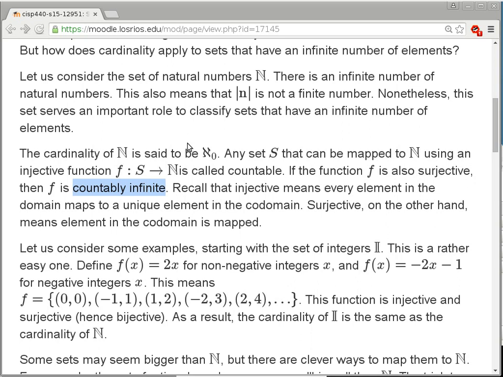Are there any questions about the two names, when it is only called countable and when it is called countably infinite? No questions about that differentiation? Okay, because one applies to function f being only injective but not surjective. The other is when it is both injective and surjective, then it is called countably infinite.